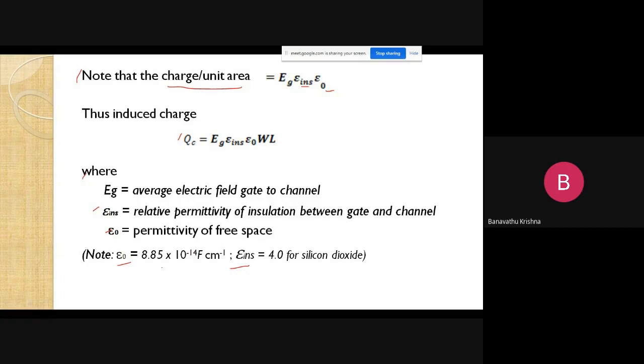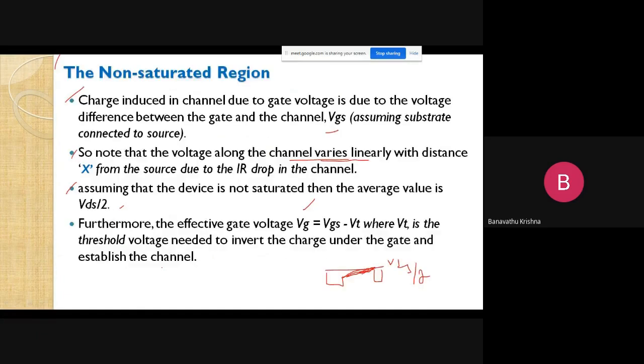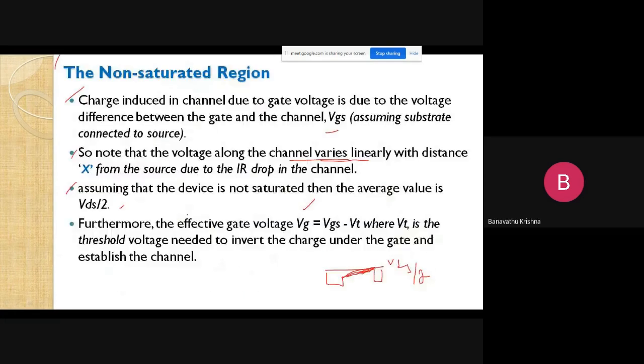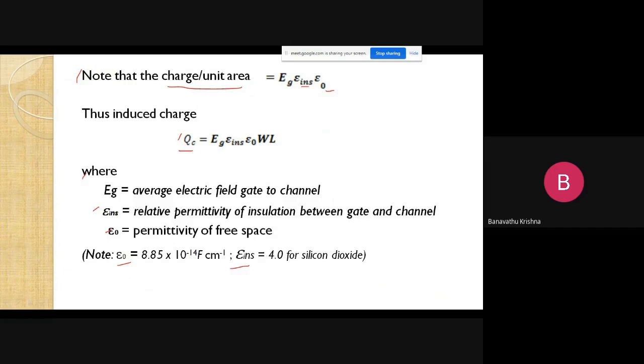Up to this part, the denominator part is over. Now we want to calculate the numerator part. For that, we need to calculate QC, the charge induced in the channel per unit area. That is nothing but this, right?